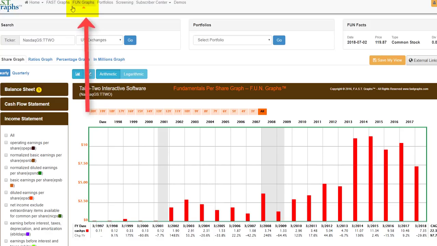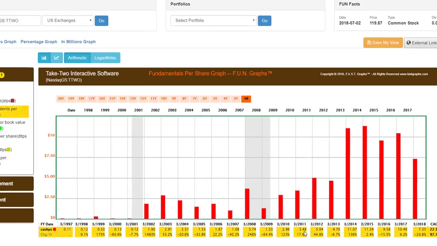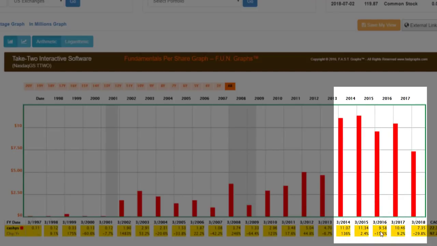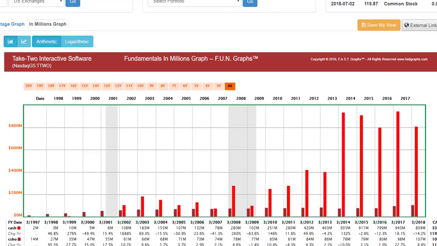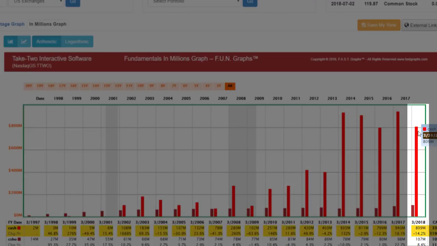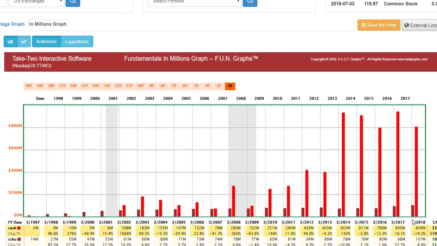Now next, I'm going to go into the underlying financial numbers, what we call F.A.S.T. Graphs. I'm going to look at some important balance sheet items for a company like this with this kind of cyclicality. What I've shown you here is essentially the company's cash and equivalents per share. And you can see they've had 11, 12, 9, 10, and currently, as of March of 2018, they had $7.35 a share in cash. But that was per share data. Now I'm going to go into what we call the in-millions graph, and that translates into about $800 million of cash on hand.